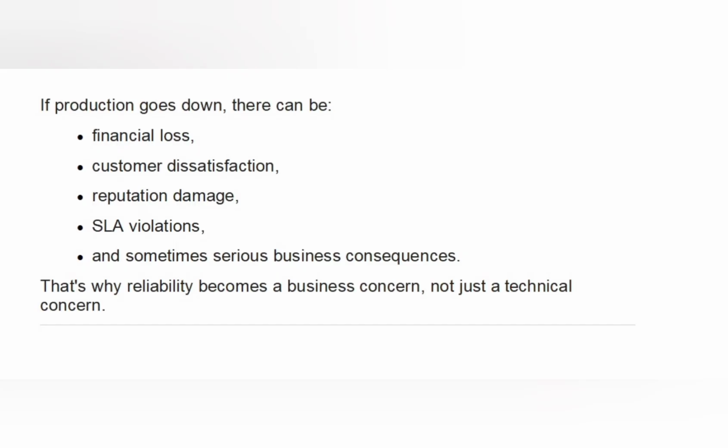Now, if production goes down, there can be financial loss, customer dissatisfaction, reputation damage, SLO violations, and sometimes serious business consequences. That's why reliability becomes a business concern, not just a technical concern.